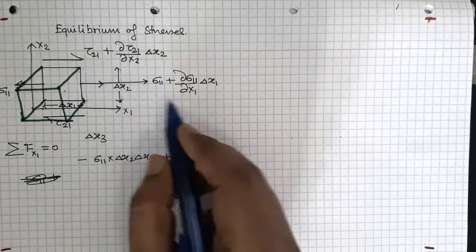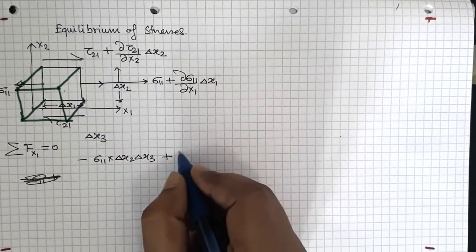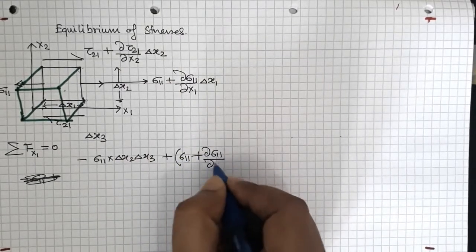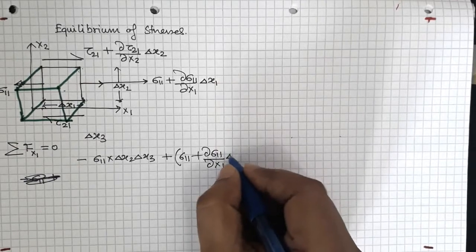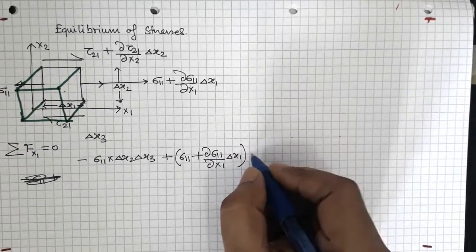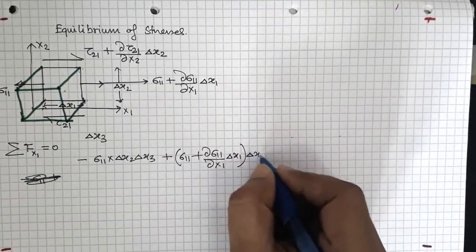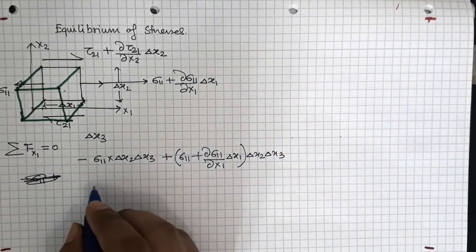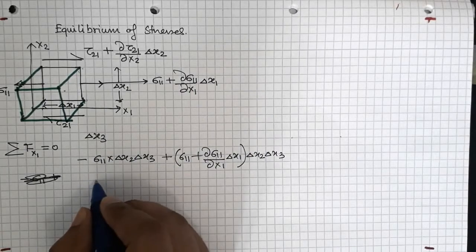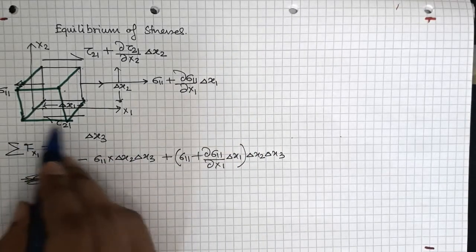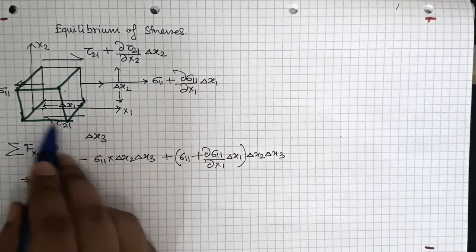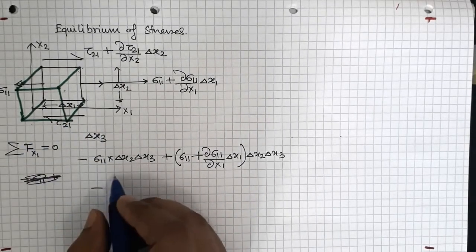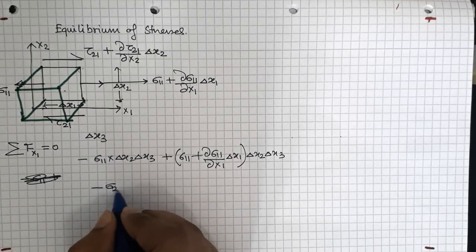Now I have to take this stress which is positive, so sigma 11 plus del sigma 11 divided by del x1 into delta x1, and again the same area which will be del x2 del x3. Okay, plus, sorry, minus, because this shear stress is in negative x1 direction, so minus, and now I will replace tau with sigma again, so sigma 21.